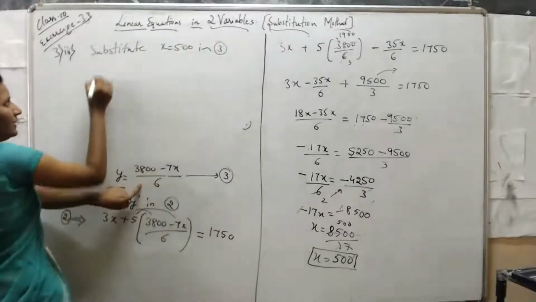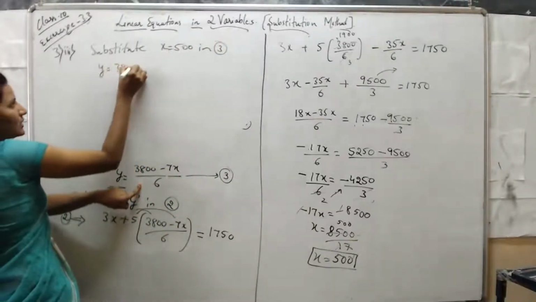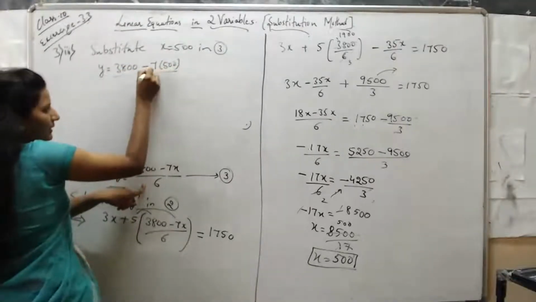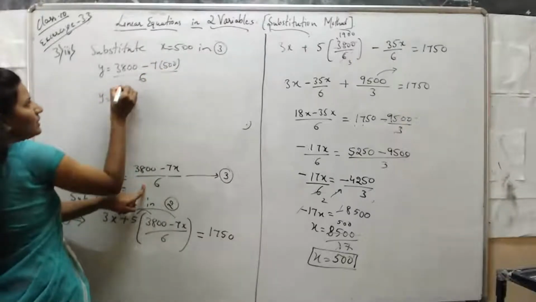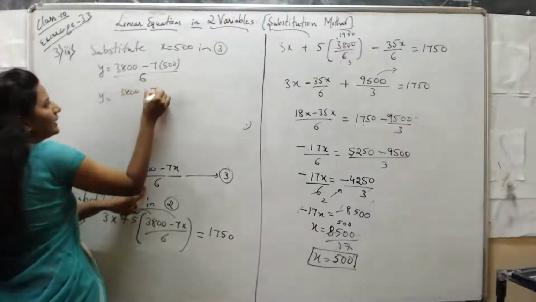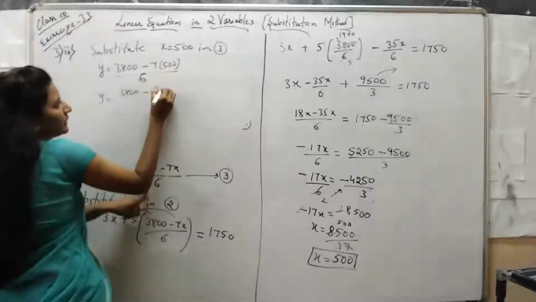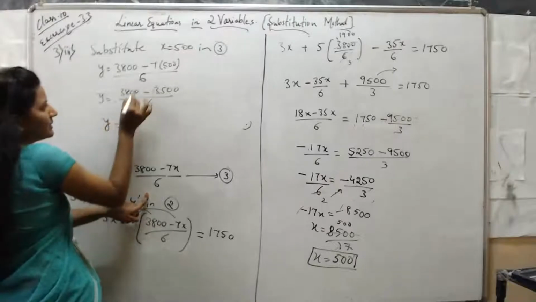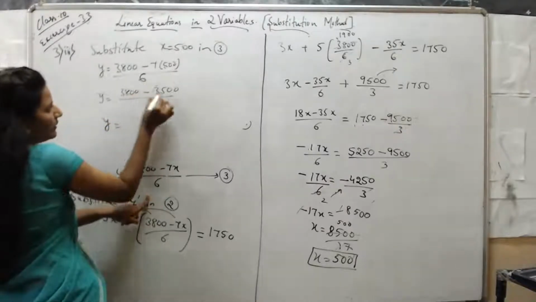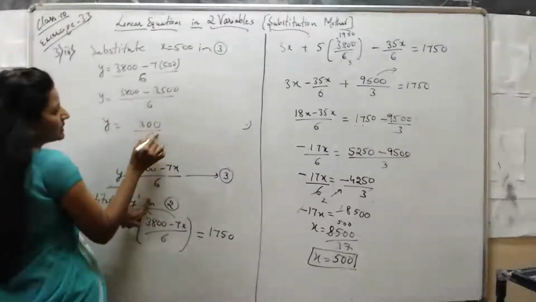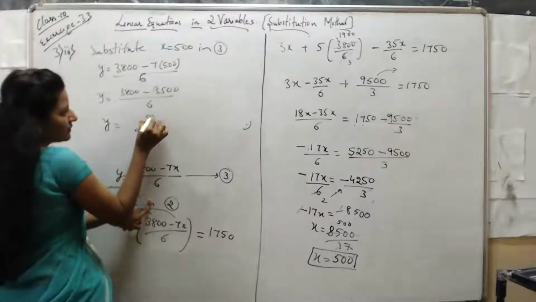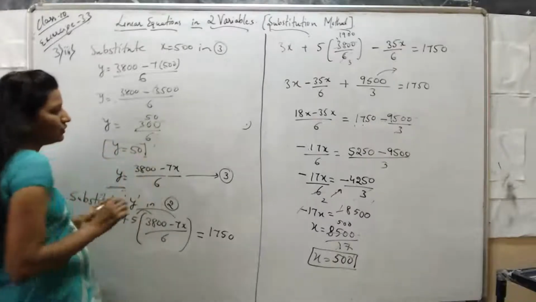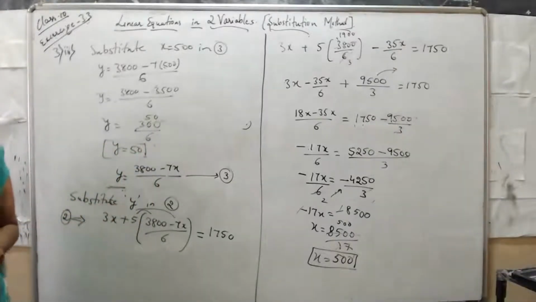What is equation 3? y is equal to 3800 minus 7 into 500 divided by 6. So y is equal to 3800 minus 7 5s are 35, remaining 2 zeros, divided by 6. Therefore y is equal to 3800 minus 3500 is 300 divided by 6. 6 5s are 30. Therefore y is equal to 50.